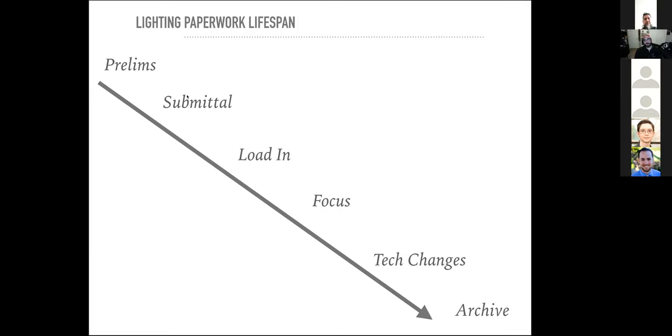And then, of course, these other things are things that everybody here is probably familiar with. You've got load-in, you've got focus, you've got tech, and then finally an archive. Within each one of those major steps of the process, there could be 5 or 6 different revisions worth of paperwork.